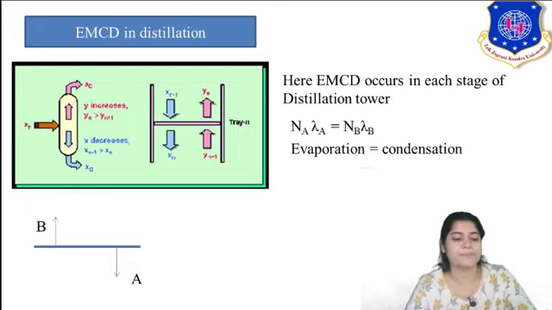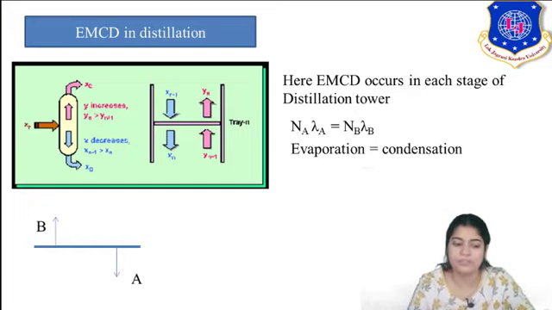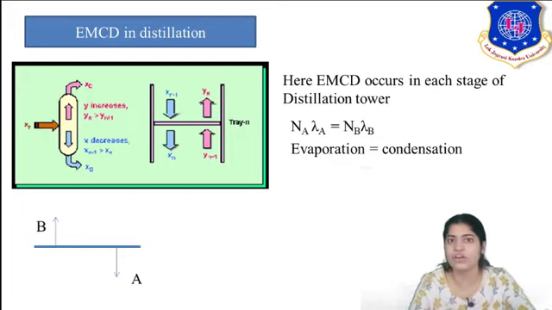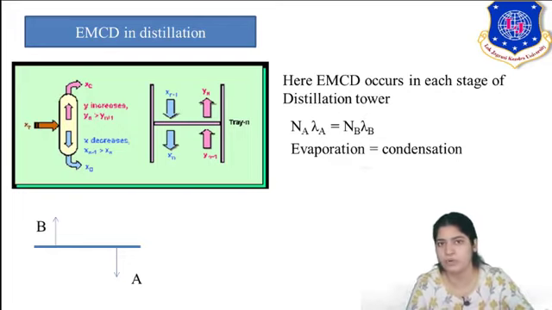Again, in this ideal plate, my A, being the more volatile component, is in the vapor phase, which from the top of the distillation column is condensed and converted into liquid form. That is called the distillate. B is my less volatile component. It always comes into the bottom part of the distillation column because it is heavy. It has a very high boiling point.